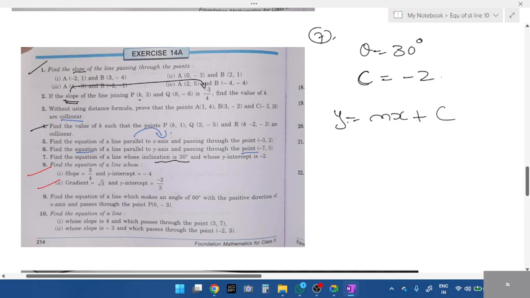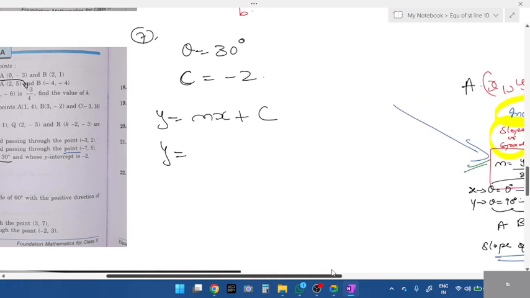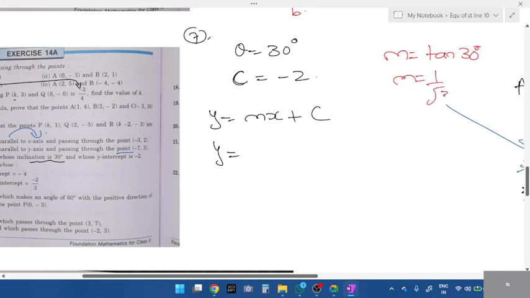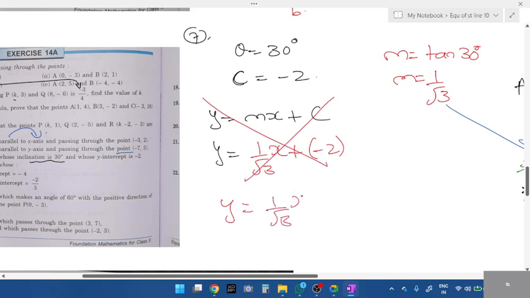Just substitute. y is equal to, what is m? Is m given or theta value given? Theta is given, right? How do you find m, students? Whenever theta is given, multiply with tan. What is tan 30? 1 by root 3, plus, what is c value? Minus 2. You don't have to keep repeating all these steps. You could have directly written y is equal to 1 by root 3 x minus 2. What's the answer in the textbook?